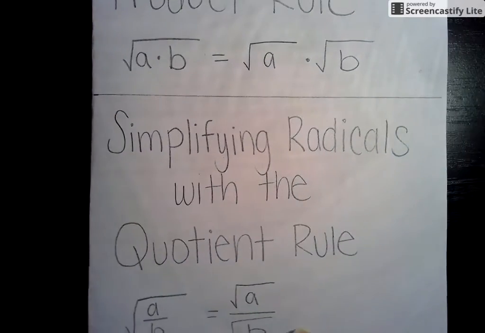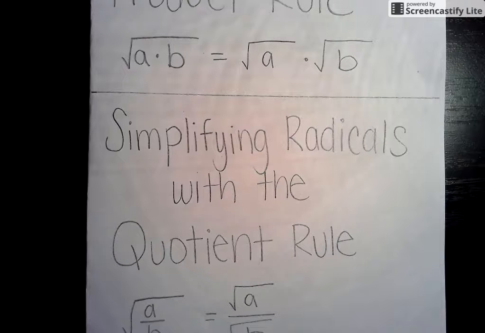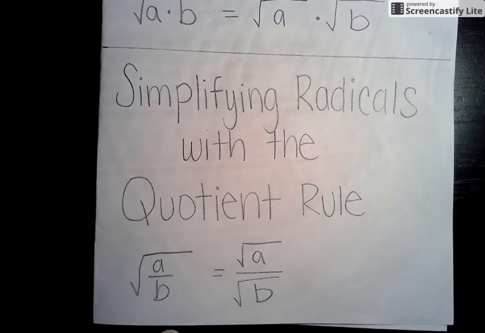We're now going to be looking at how to simplify radicals with the quotient rule. And normally quotient means divide, so you're going to take the square root of the top number and the square root of the bottom number.